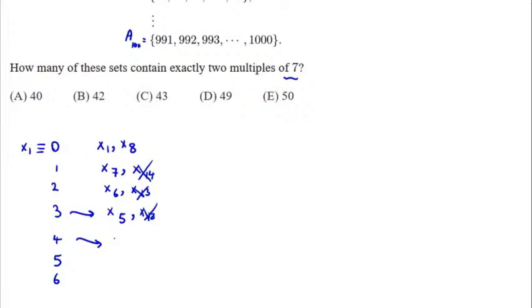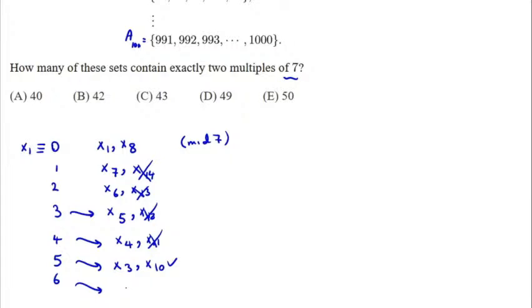Now this one. You say x1 mod 7 is 4, so you add 3. And then x4 is good, x11 is not good. The next one here, plus 2, x3 is good, and x10 is okay. And this one, if x1 mod 7, all of them are mod 7.